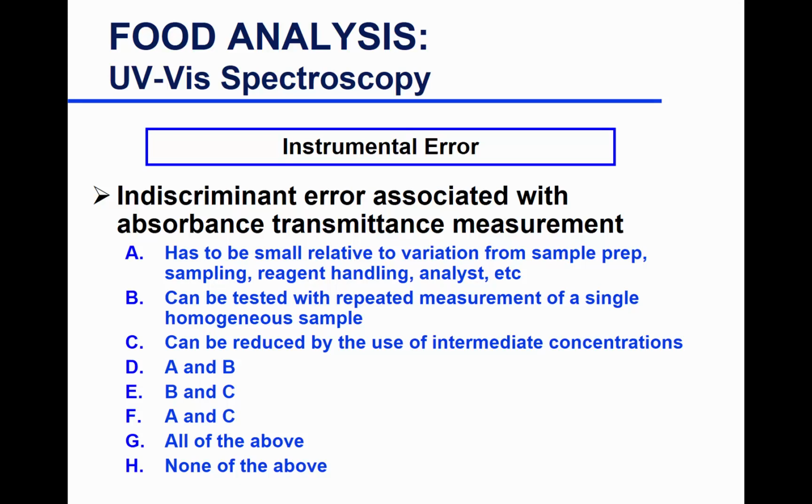We can determine the noise by testing the same sample multiple times in order to determine the instrument noise for that particular sample. And it can be reduced by the use of intermediate concentration. So this is very important. When you prepare a sample and you measure absorption, and if absorption reads as 2, this is really high. And you are losing linearity, you have lots of noise associated with it.